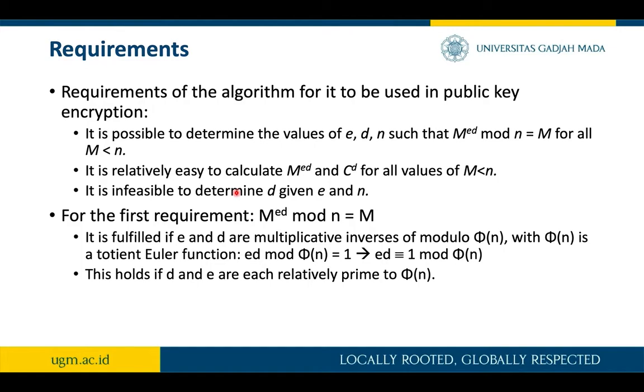The requirements of the algorithm here: it must be possible to determine the values of e, t, and n such that m to the power of e times t modulo n equals m. So e times t here must be 1. Then it is relatively easy to calculate m to the power of e and c to the power of t for all values of m. And it is infeasible to determine t given e and n. E and n are components of the public key, but it must be infeasible to calculate t based on e and n.